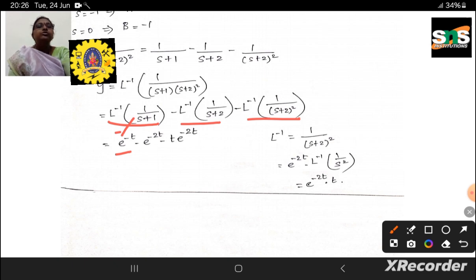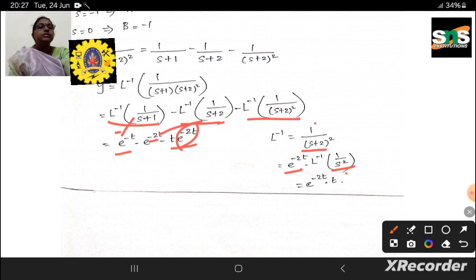For 1 divided by s plus 2, the value of a is 2, so the replacement by the formula is e power minus 2t. For the last term, we can't write it directly. First, this power 2 we want to reduce. For s plus 2, we immediately write e power minus 2t, into L inverse of 1 divided by s square.